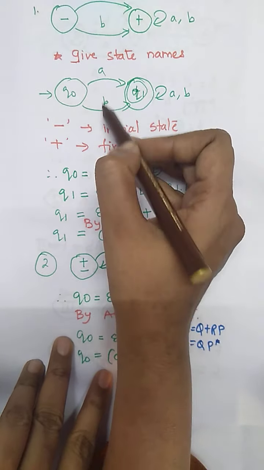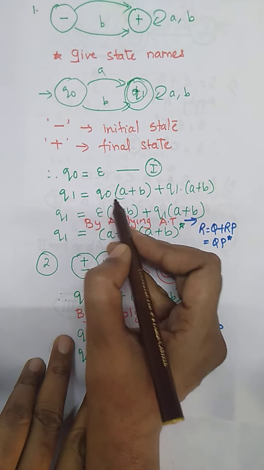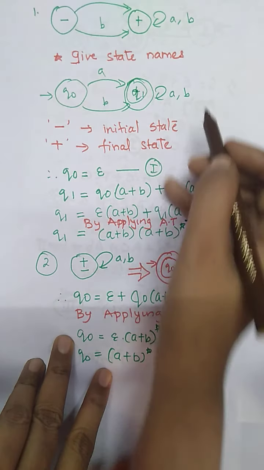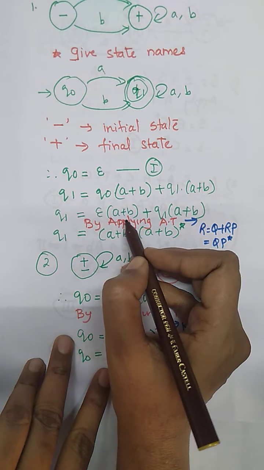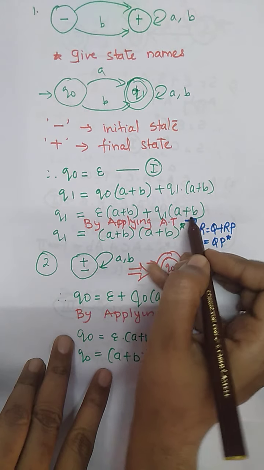Q1 is having 2 incoming arrows, one from Q0, so Q1 is Q0 dot (a plus b). For Q1 again it is Q1 dot (a plus b). So the value of Q0 is epsilon, so it will be epsilon (a plus b) plus Q1 (a plus b).